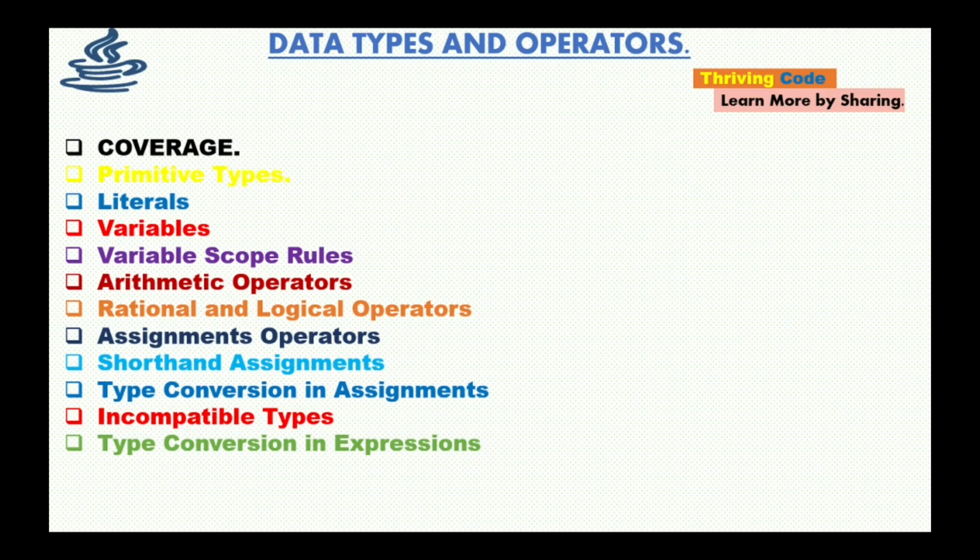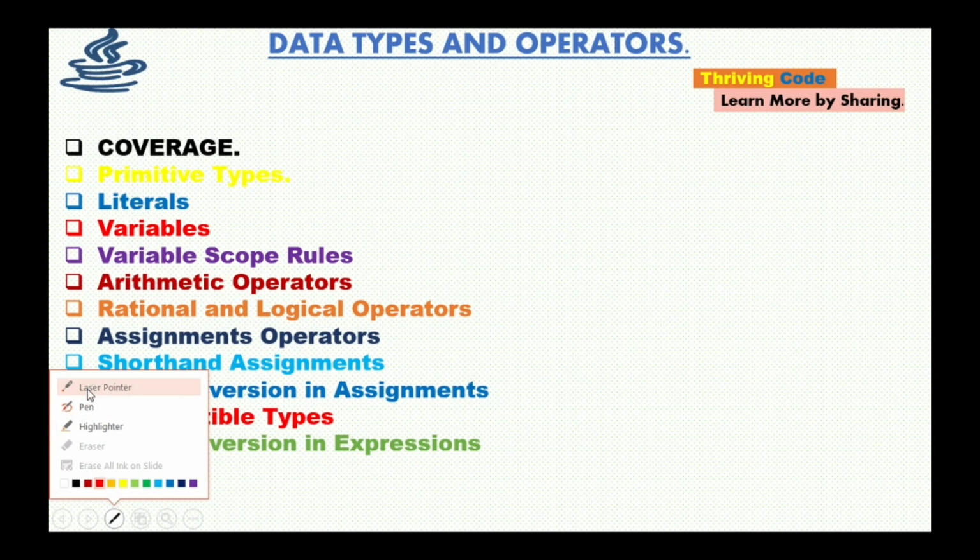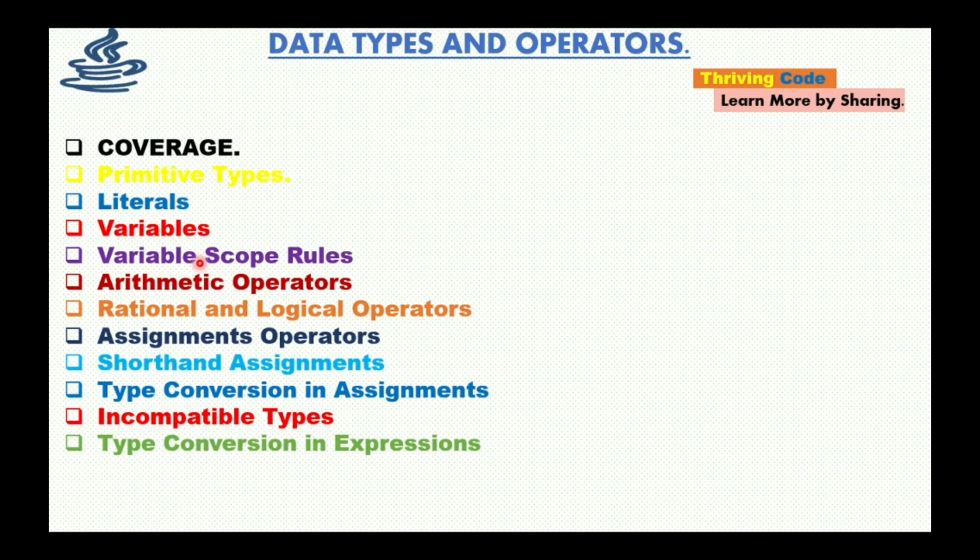In this video, I'll make two videos, right? The first one will end on variable scope and rules, and then the other part. So this video will have two parts, part one and part two. In part one, we'll look at primitive types, literals, variables, and variable scope rules.